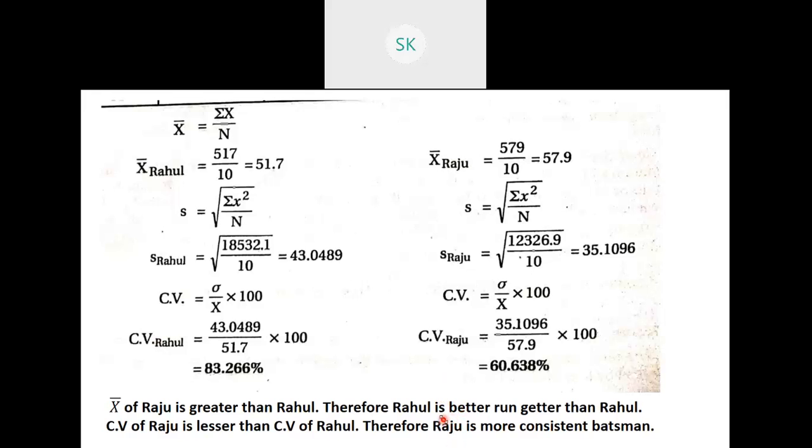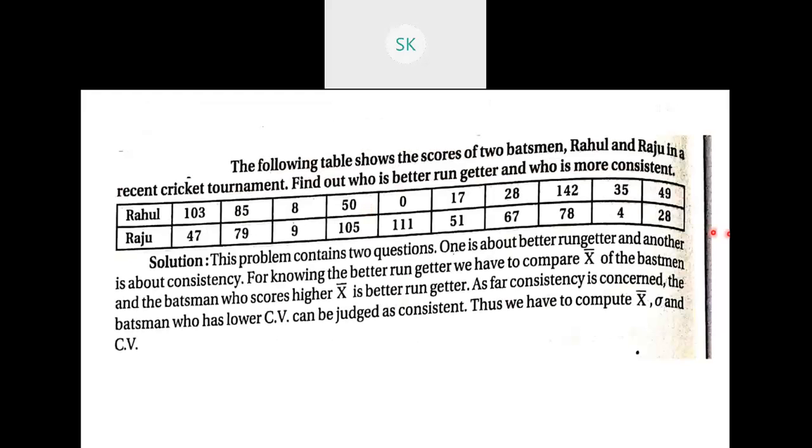Okay, that's good. People who are already there, they understood. Who are not there, we'll just revise the whole problem once again for you to understand. So in the whole problem, what they have given us is the runs of two batsmen, that is Rahul and Raju. This is an individual series because they have given only the X values of the two players.